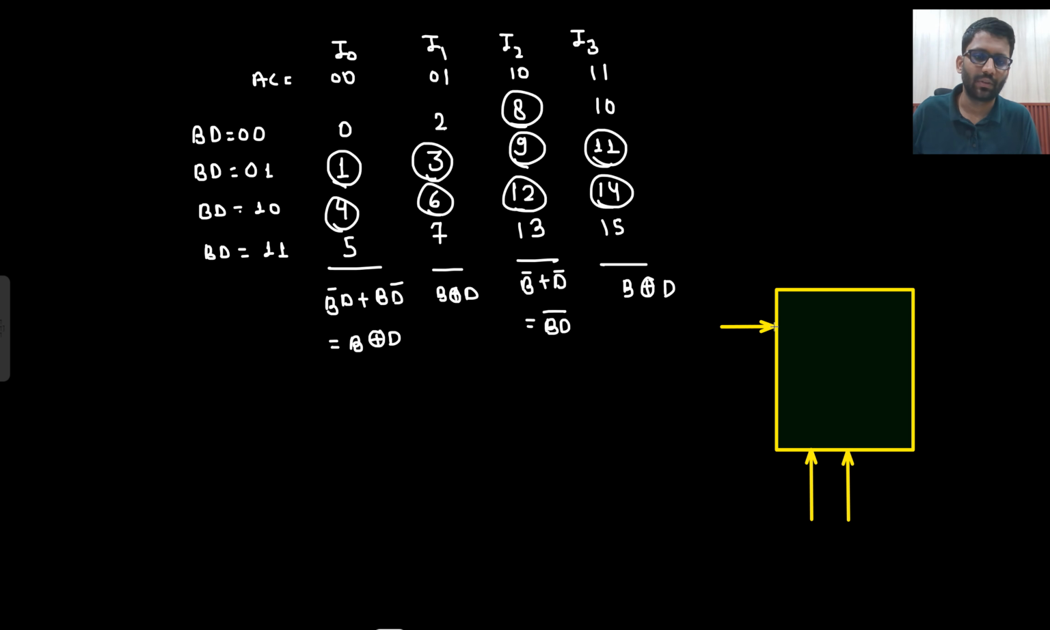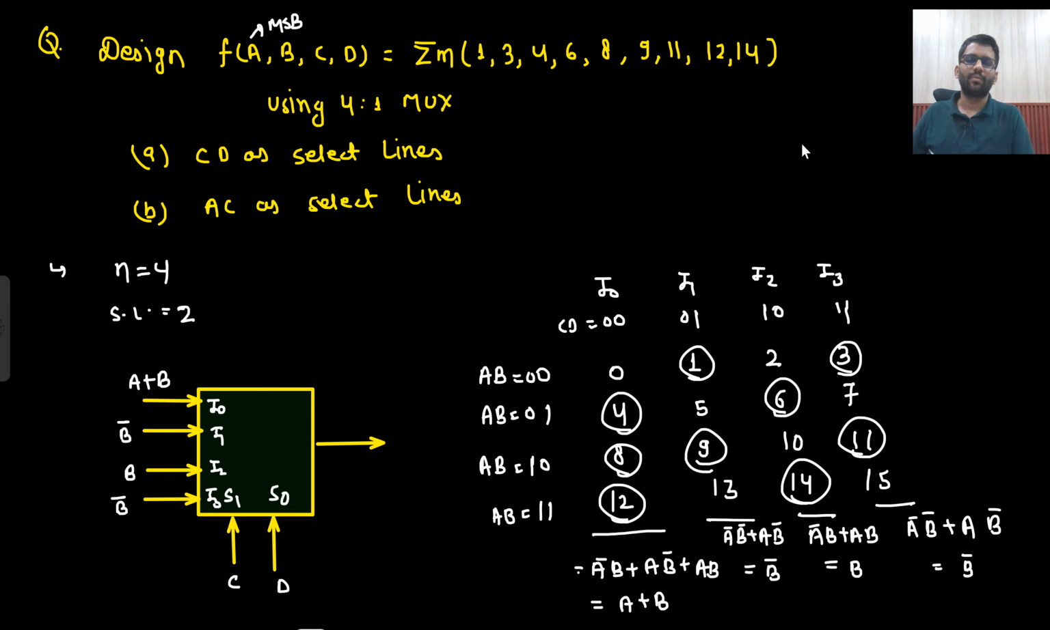A 4 cross 1 mux is there now, so only 2 select lines, which are AC. Select lines are AC. And these are I0, I1, I2, I3. So B XOR D, B XOR D, B D bar, B XOR D. So the output will be these minterms only.